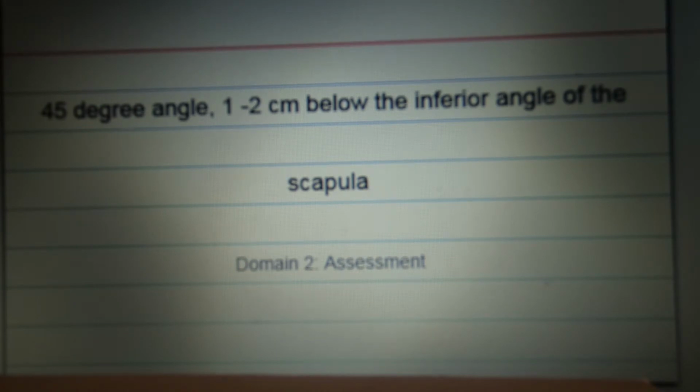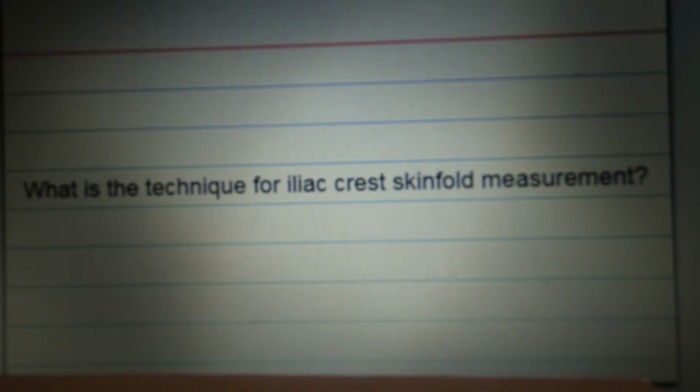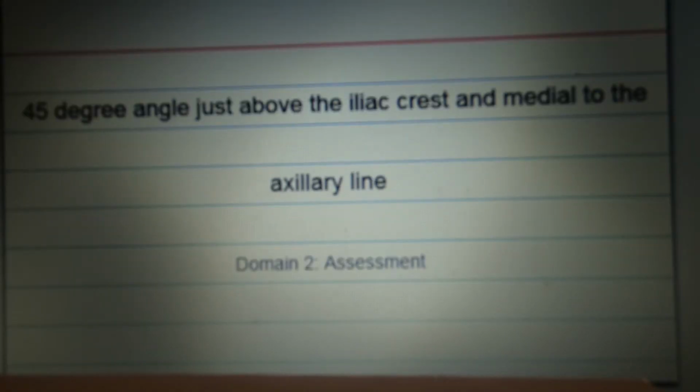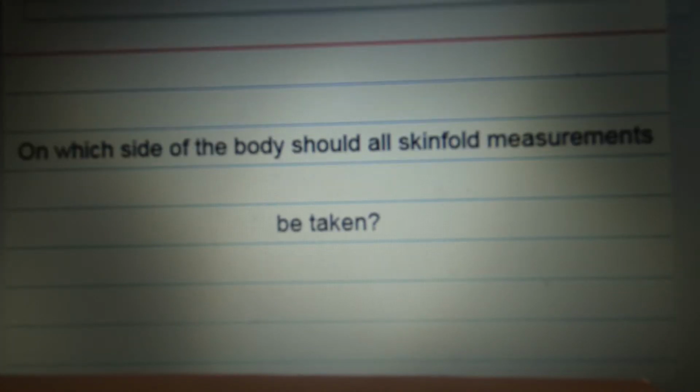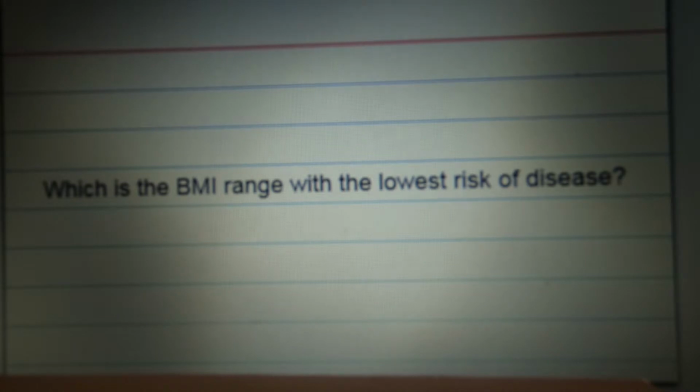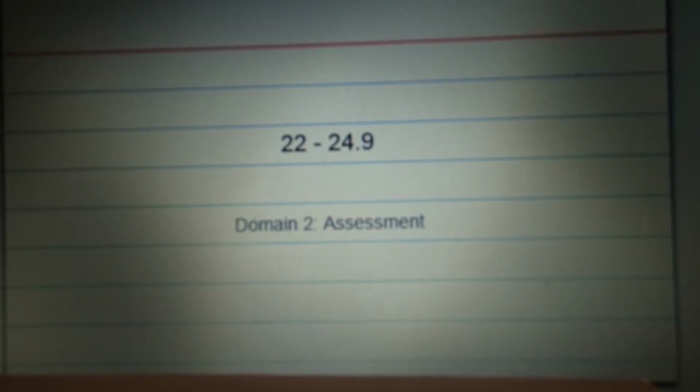45-degree angle, 1 to 2 centimeters below the inferior angle of the scapula. What is the technique for the iliac crest skin fold measurement? 45-degree angle just above the iliac crest and medial to the axillary line. On which side of the body should all skin fold measurements be taken? Right side. Which is the BMI range with the lowest risk of disease?